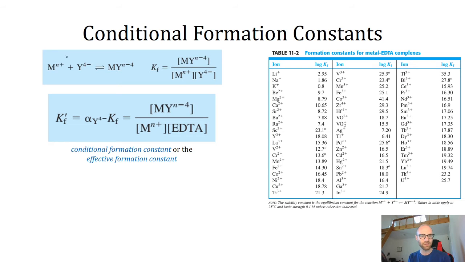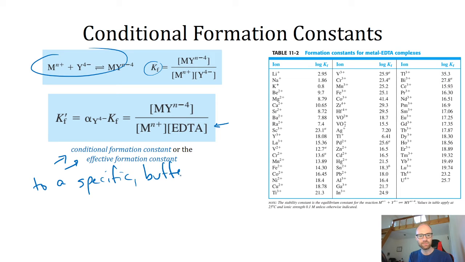This chemical equation is valid, this formation constant is valid, but this would refer to something that is not necessarily chemically sensical. But like I said, we're referring to this as a conditional formation constant because it is conditional, or effective, to a specific buffered pH.